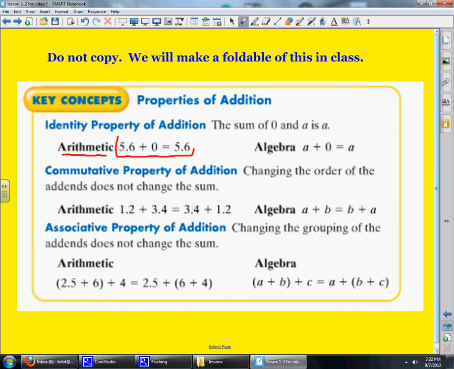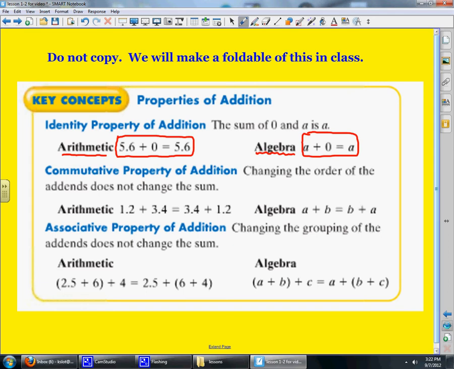So if we look here at the arithmetic example, 5.6 plus 0 is 5.6. So what that just means is when you add 0 to any number, you're always going to get that number for an answer. Now here's an algebra example, and an algebra example uses variables or letters, which might be something new to you this year. So here's the algebraic example: a plus 0 is equal to a.